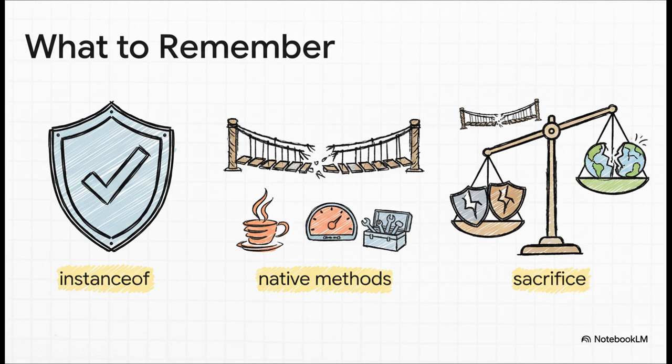Second, when it comes to native methods, you have to treat them with respect. They are powerful, yes, but they're also dangerous. They're your bridge to the outside world, but it's a rickety bridge over a deep canyon. And that brings us to the last point. Never, ever forget the trade-off. When you use a native method, you are trading security and portability for power. And you always need to stop and ask yourself, is that a price I'm really willing to pay for this project?